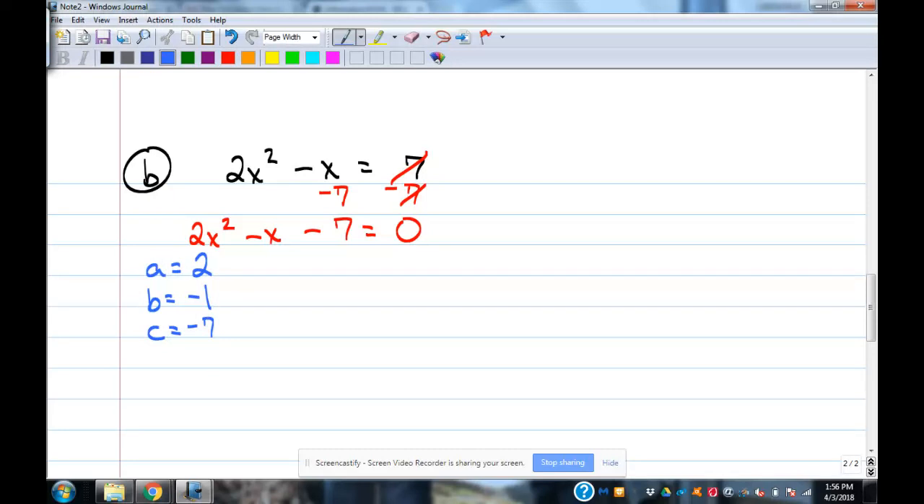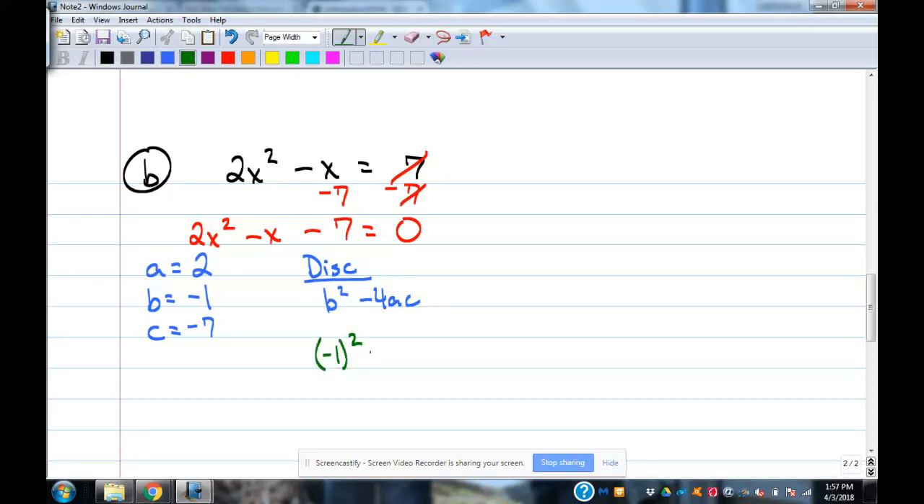All right. So we got A, B, and C. Now we can find the discriminant. I'm going to abbreviate that: D-I-S-C. Discriminant. Remember the formula for discriminant is what? Good job. B squared minus 4AC. So for this one, what's B?